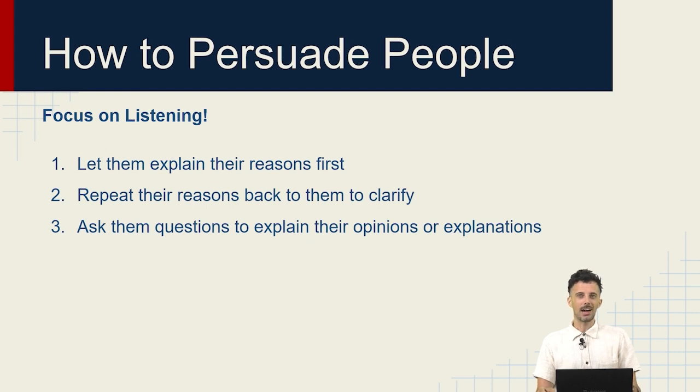But a lot of people have opinions that they don't know where they come from. So they don't even know why they have those opinions. So step 1, let people explain their reasons first. You can just have them explain things and keep on asking them open questions. Another thing is if you listen to their reasons and you repeat them back to them, you can help them to clarify, or they might say, oh, I didn't mean it to sound that way. But the main important thing is you can ask them questions to explain their opinions or explanations.